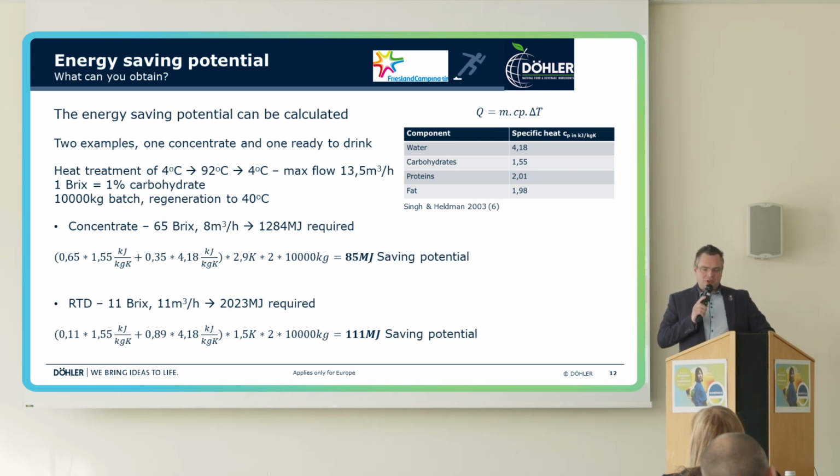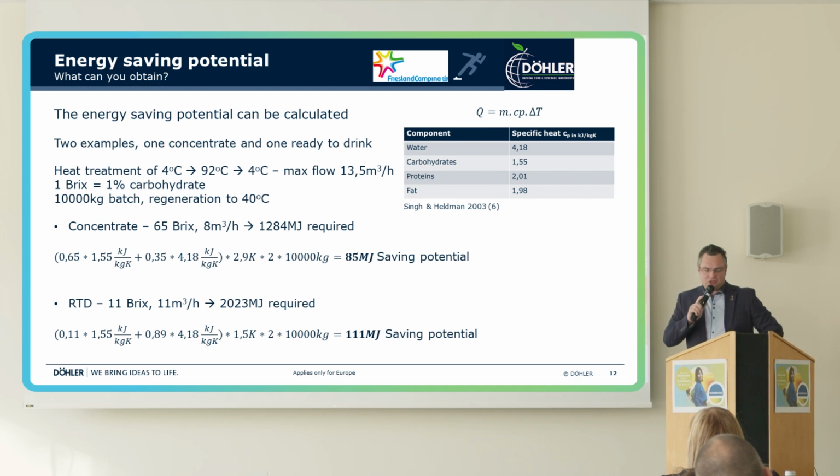This number is doubled. Why is this number doubled? Every degree you don't have to heat up, you don't have to cool down. And the regeneration part of the heat exchanger also has more time to actively work. So roughly it is indeed 2 times the amount of energy that you can save, which leads to 85 megajoules of saving potential in this calculation example.